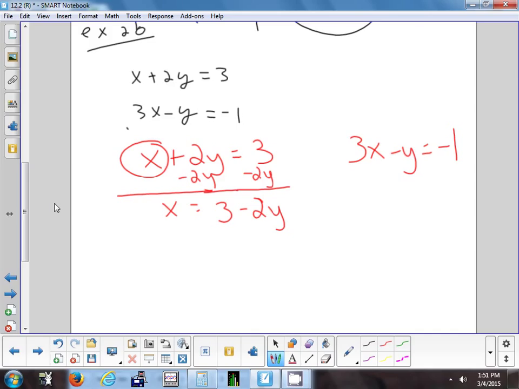Now, you got to understand, when you get it like this, you have x by itself now. This information, 3 minus 2y, can only do the job of what letter? It can only do the job of x. All right, it can't do anything else.